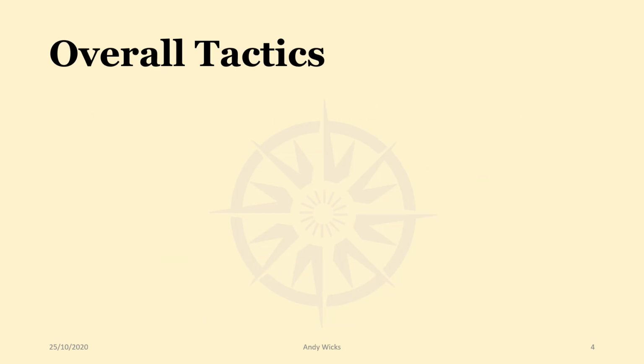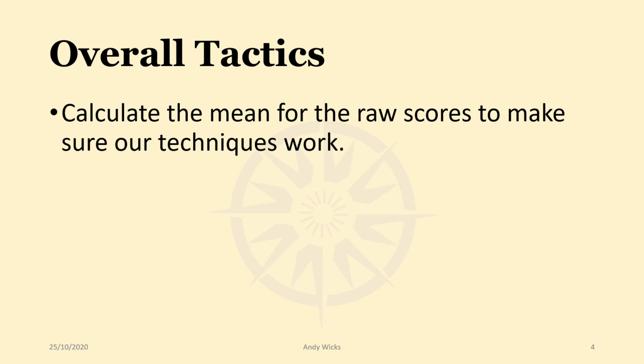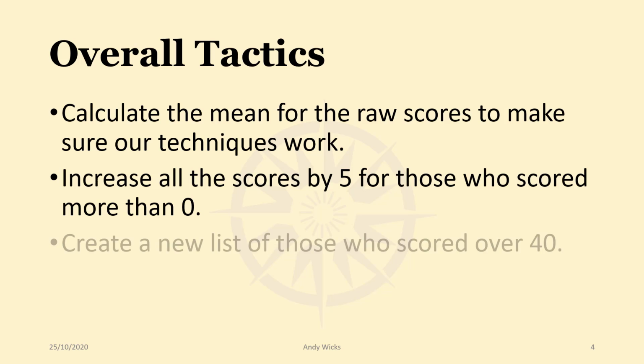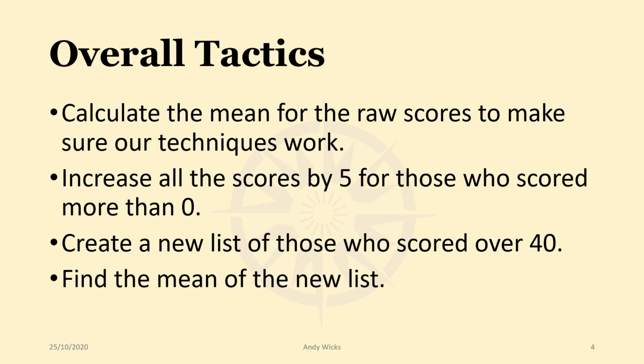So what are the overall tactics? Well, first of all, I'm going to calculate the mean for the raw scores to make sure that our techniques work. All I want to do is make sure I can calculate a mean accurately. Then I'd like to increase all the scores by 5 for those who've scored more than 0. Then I'd like to create a new list of those who've now scored over 40. And finally, I'd like to calculate the mean of this new list.